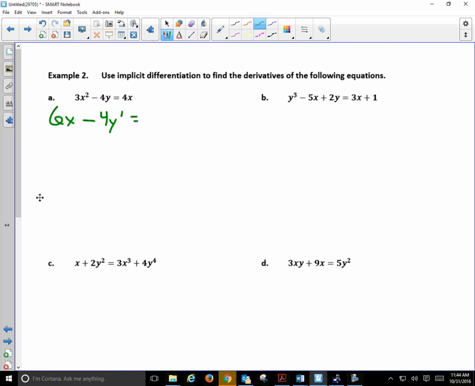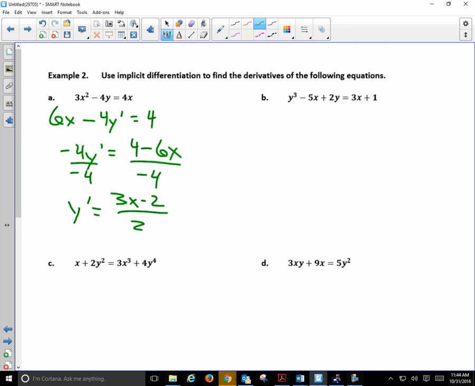Equals derivative of 4x, 4. Solve. Negative 4y prime is equal to 4 minus 6x, divided by negative 4. Y prime is 3x minus 2, all over 2. What do you think?